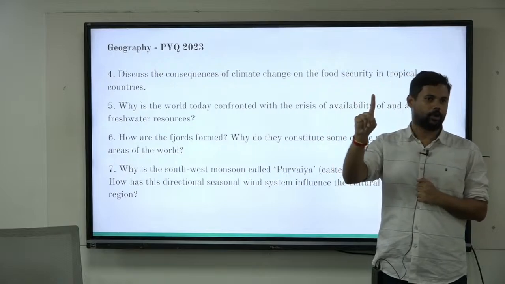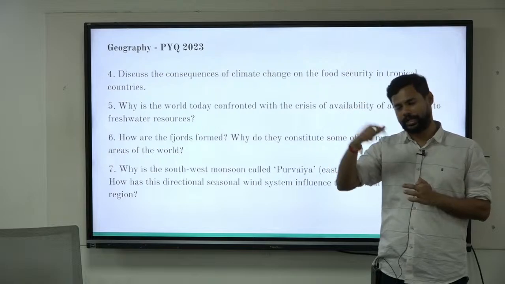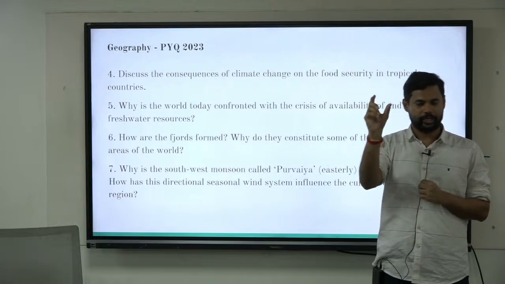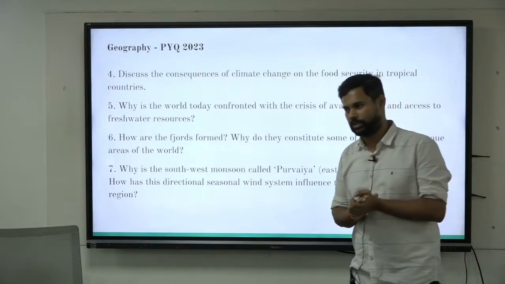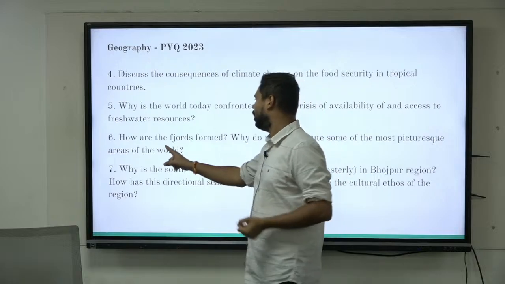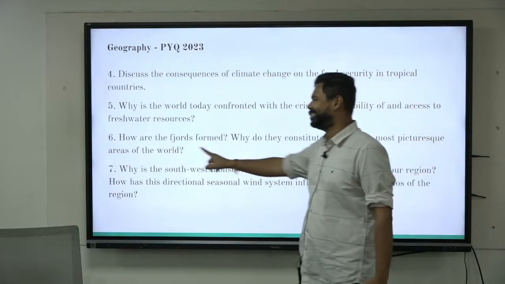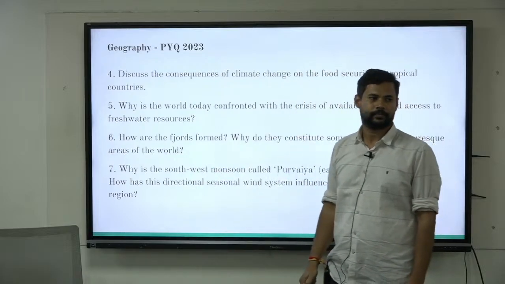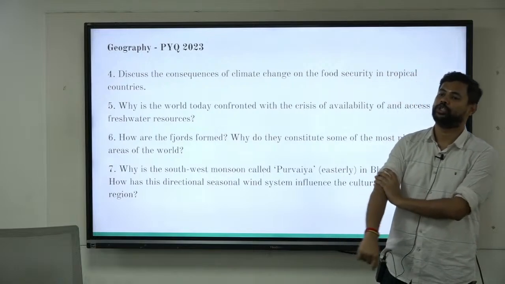Resources can be a broader topic, but I will write down water resources because I know that it will recur. To an extent, resources you have identified well, but keep it as water resources. How are fjords formed? Why do they constitute some of the most important picturesque areas of the world? Very good. Landforms. This comes under the topic called landforms in geomorphology.